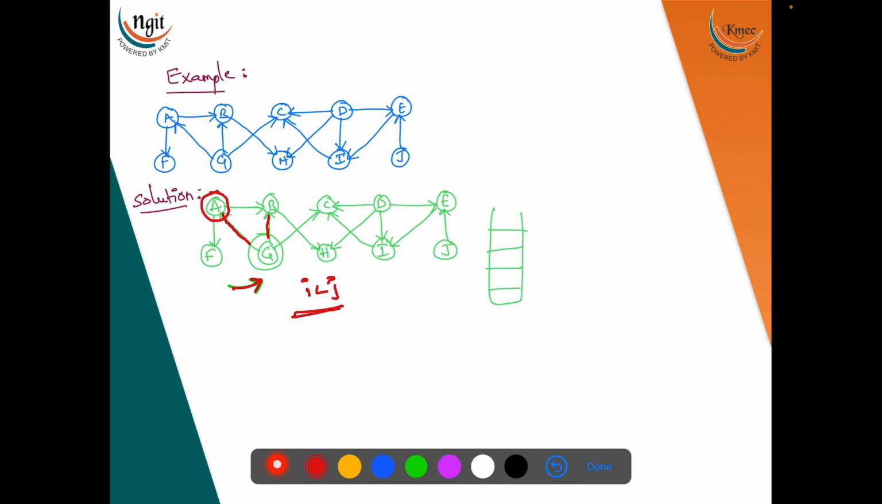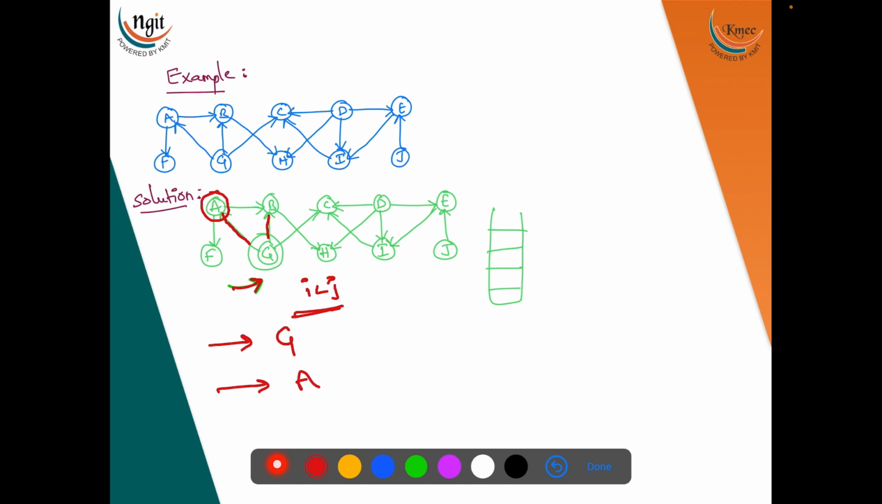That means we are at A. Now after you visited A, then we will be finding out any vertices which are from A. First of all I am considering G, then I'll be considering A. I am not pushing any element into the stack.